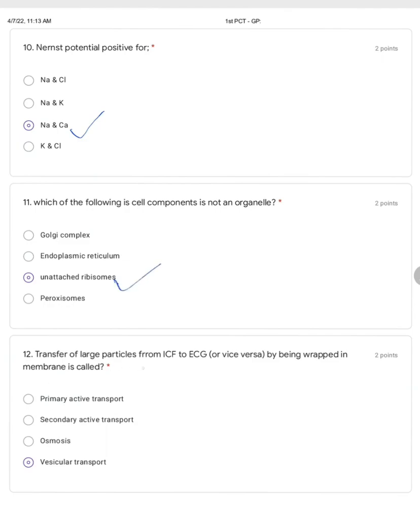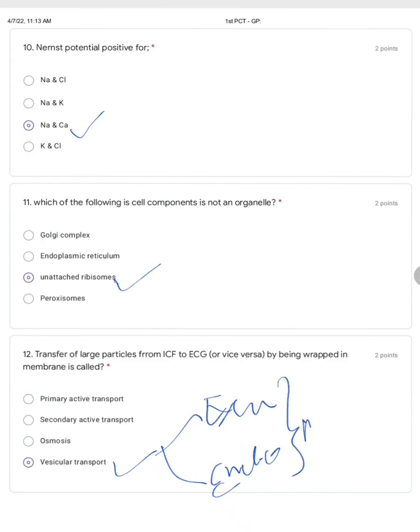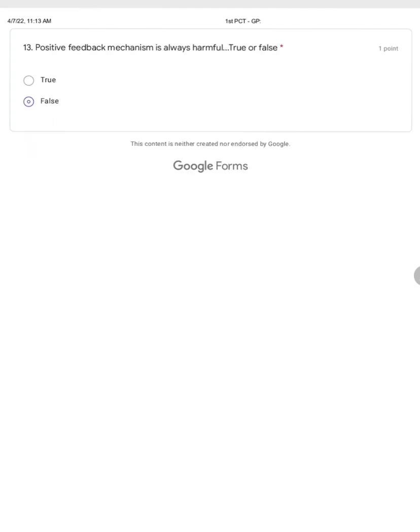Transfer of the large particles from the ICF to ECF or ECF to ICF by being wrapped in the membrane is called the vesicular transport. There are two types of the vesicular transport, exocytosis and endocytosis. And both are examples of the active transport mechanism because the energy is being used.